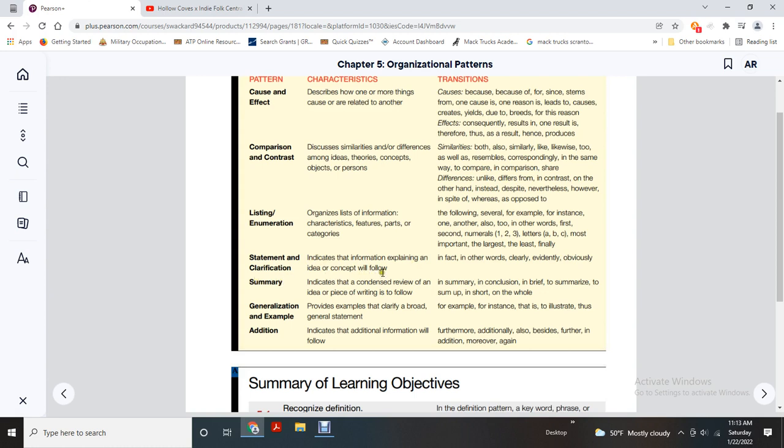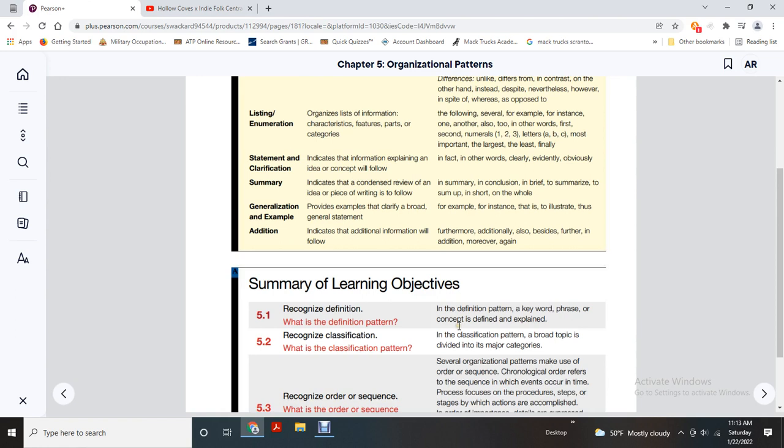Summary indicates a condensed review of the idea that the writing has covered. A summary is to follow: summary, conclusion, in brief, in sum, in short, on the whole. Generalization and example provides an example to clarify a broad general statement: for example, for instance, that is, to illustrate, thus. Addition indicates that additional information will follow. Transition words: furthermore, additional, also, besides, further, more, again.